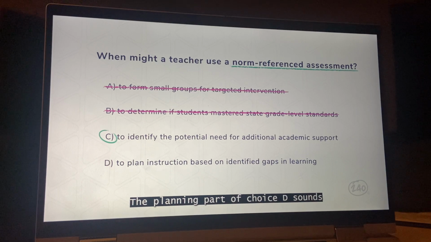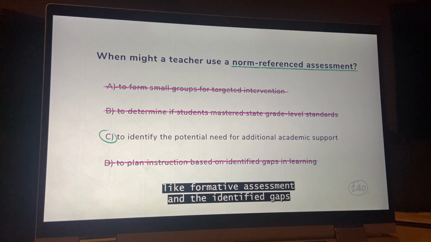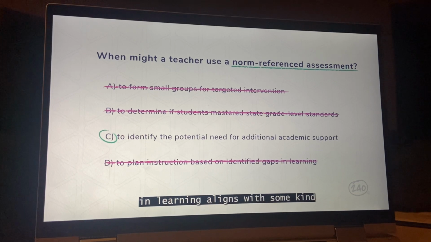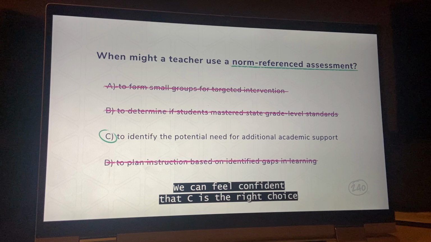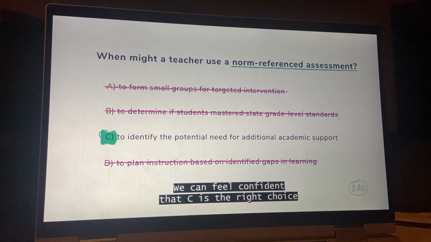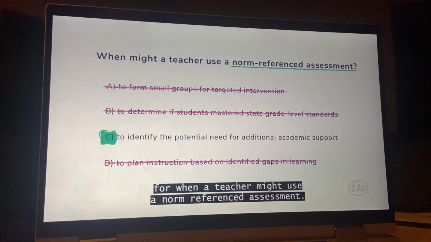The planning part of choice D sounds like formative assessment, and the identified gaps in learning aligns with some kind of pre-assessment, like a diagnostic test. We can feel confident that C is the right choice for when a teacher might use a norm-referenced assessment.